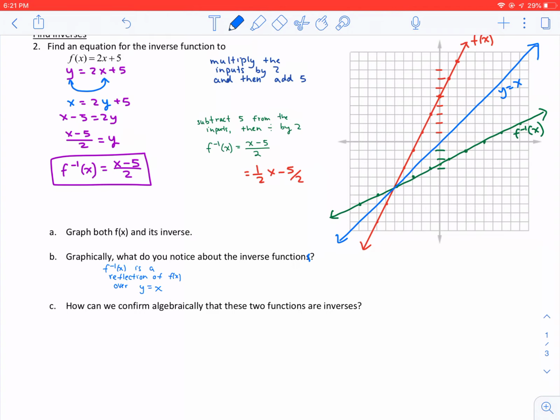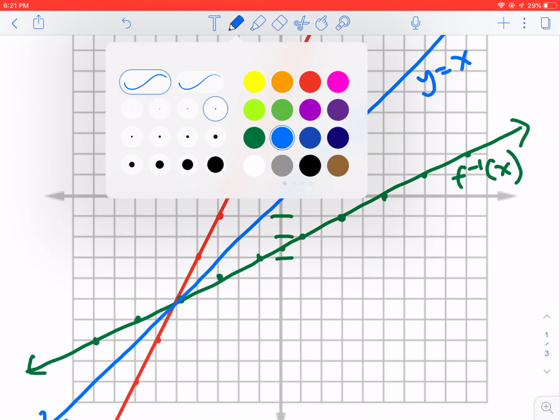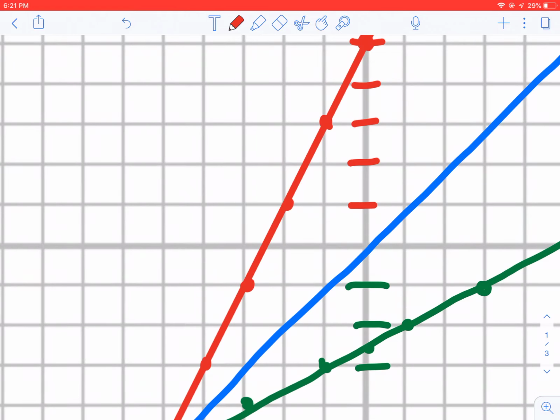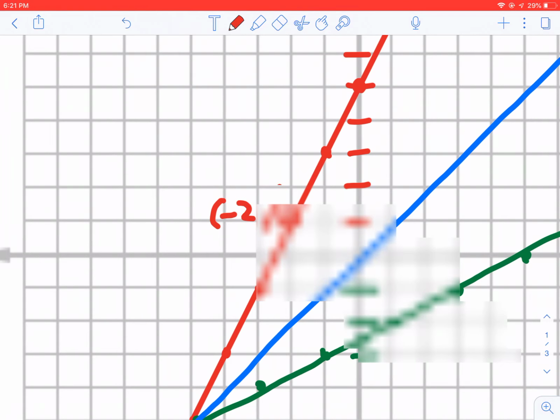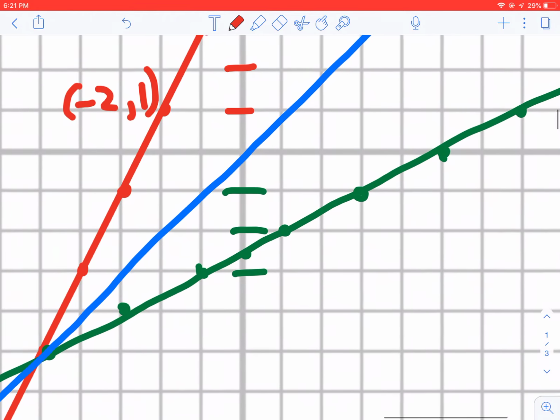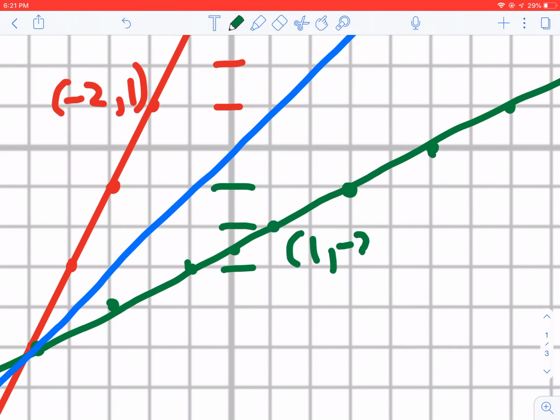And if you remember from geometry, when you reflect over y equals x, you switch the x and y values. They flip-flop. So let's take a look. I'm just going to plot some points, or label some points. This point is negative 2, 1. So if I reflect that over y equals x, that point should become 1 comma negative 2. And do I have 1 comma negative 2? Yes, I do.